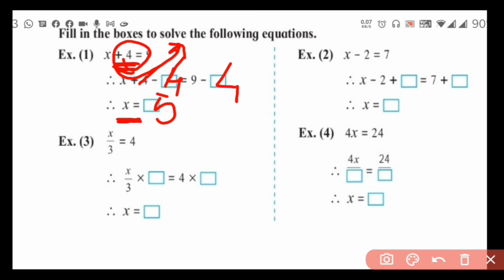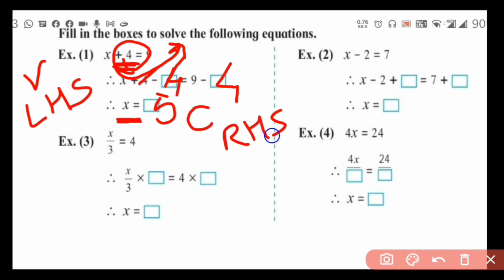We have to check that the variable term should remain on the left hand side, and the constant term should be on the right hand side. So if a constant term is on the left hand side, we have to transfer it to the right hand side, and a variable term on the right hand side should be transferred to the left hand side. When we solve the sums from practice set 12.1 question number 2, you will get a full idea about this. Let us see the second sum.